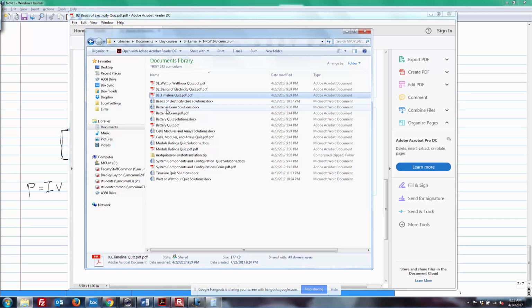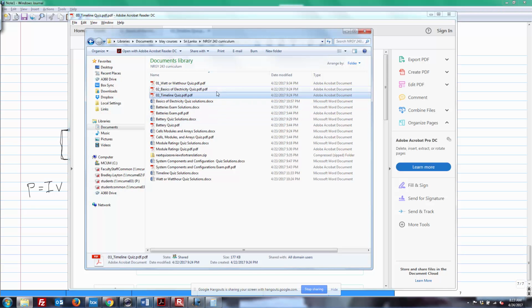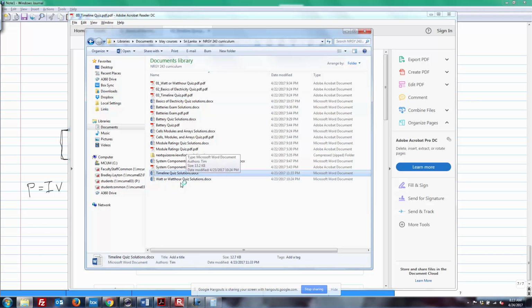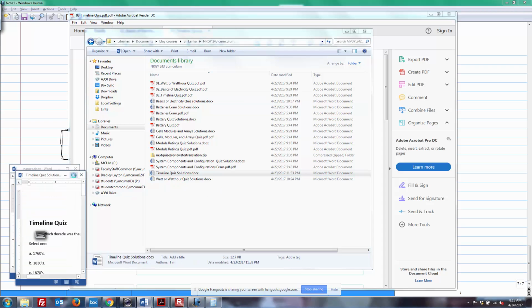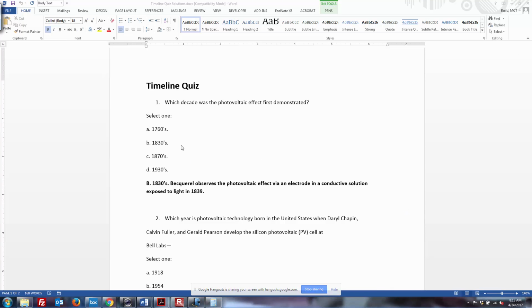Timeline quiz. This one is important. It's not critical, but it's at least good to know. So, when was the photovoltaic effect first demonstrated? For this one, I'm going to go out to Tim Chester's solutions. So here we go. What Tim has done is a little bit of online research. I think this is also in the book. But which decade was the photoelectric effect first demonstrated?